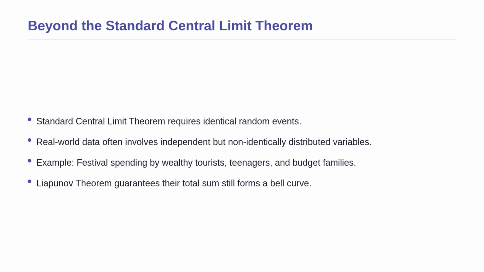To begin, let us think about the standard central limit theorem we already know. It works beautifully when we add up identical random events, like rolling the same die over and over. But what if our events are not identical? Imagine predicting total spending at a festival where visitors include wealthy tourists, local teenagers, and families on a budget. Their spending habits are independent, but they do not share the same financial background. The Liapunov theorem provides a safety net, guaranteeing that their total spending will still form a predictable bell curve, provided no single group dominates the rest.